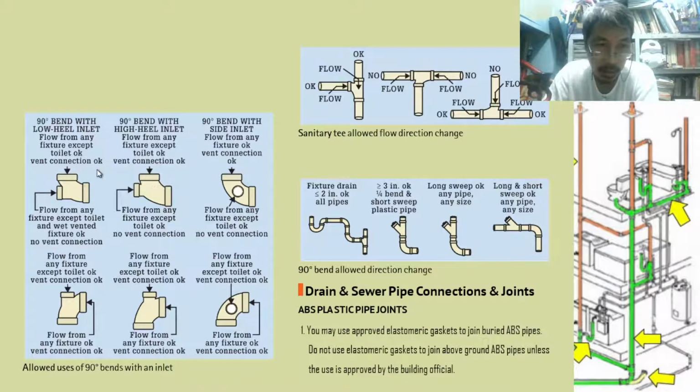This one is not. Okay, so what about the last one? Flow from any fixture except toilet. So we cannot use toilet here. Also, flow from any fixture. Vent connection, okay. So this one could be connected to toilet. Okay. What about sanitarity? What are the allowed flow direction changes for sanitarity?